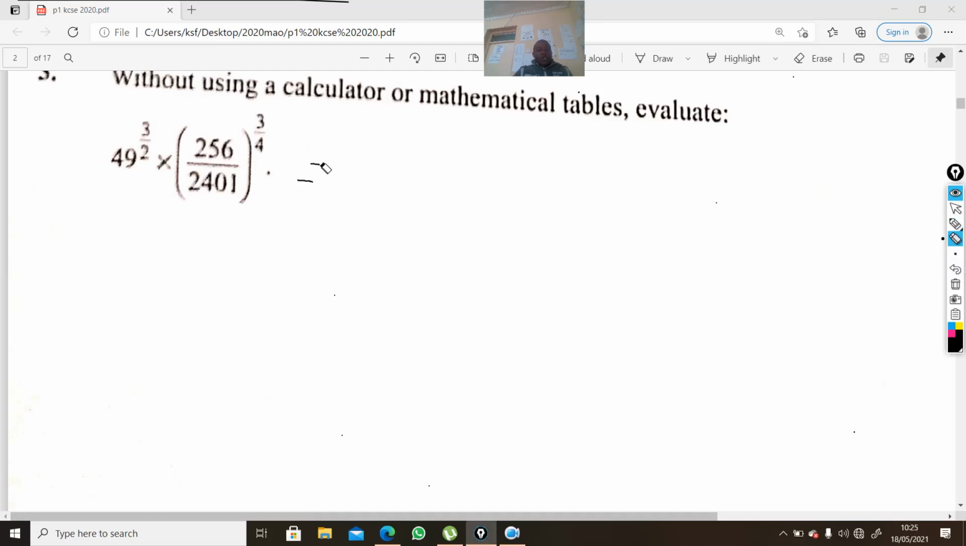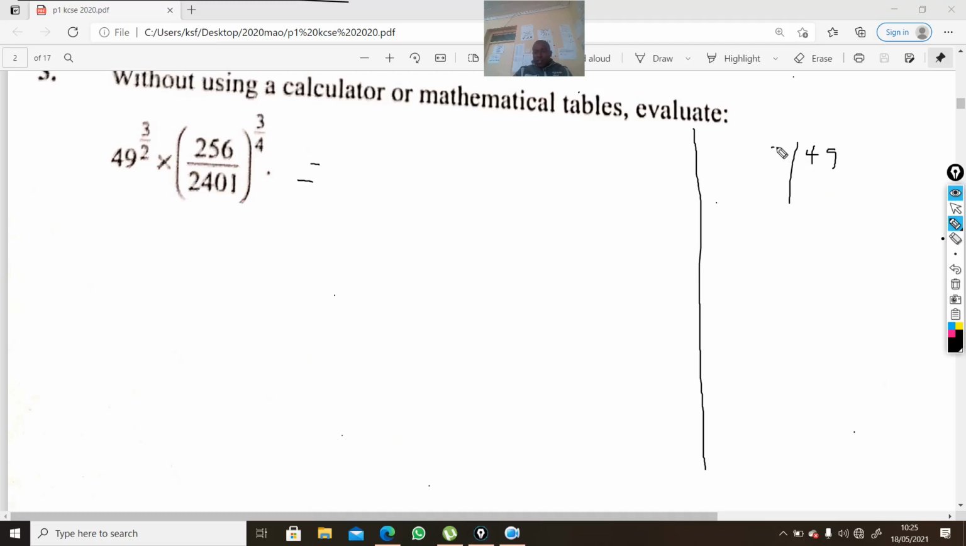Because you are not told to use a calculator, that automatically shows that you have used a calculator. What you are supposed to do here is just be bright. You can use a calculator and get 49 to be 7 squared, but show it here. Use what we have learned in Form 1. Like 49 here, think about the numbers.